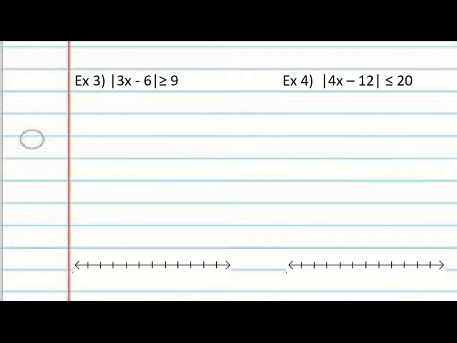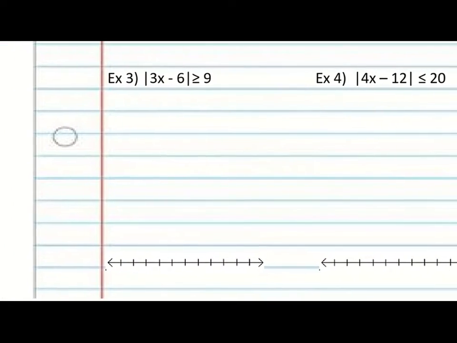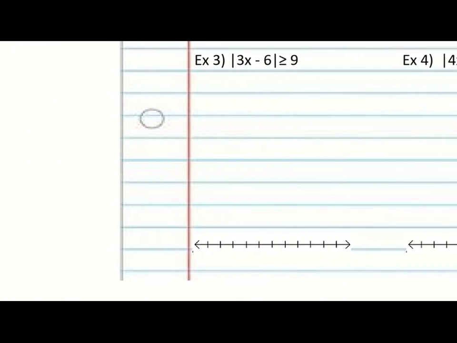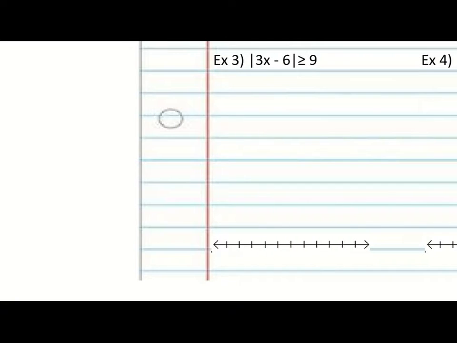Our third example says the absolute value of 3x minus 6 is greater than or equal to 9. So I want to slide this over so I can have more room to focus on example 3. Since the absolute value is all by itself, we're going to take what's inside the absolute value, 3x minus 6, and say that's greater than or equal to 9.